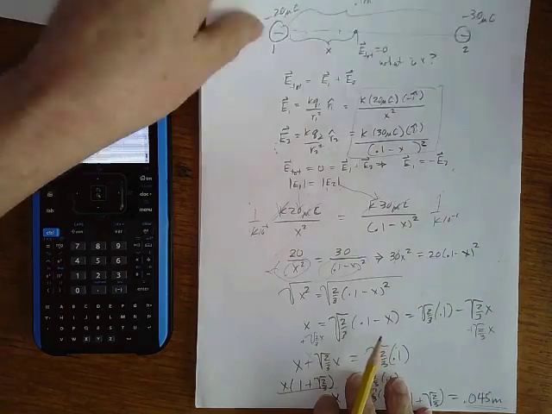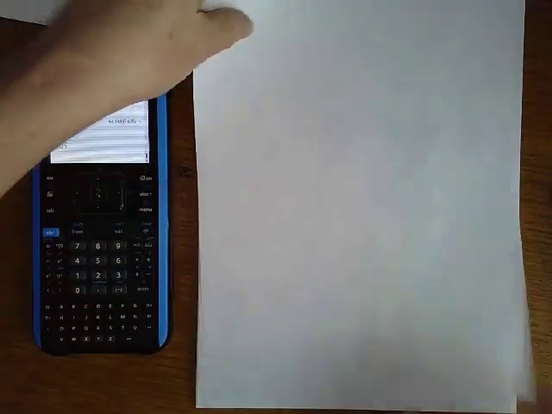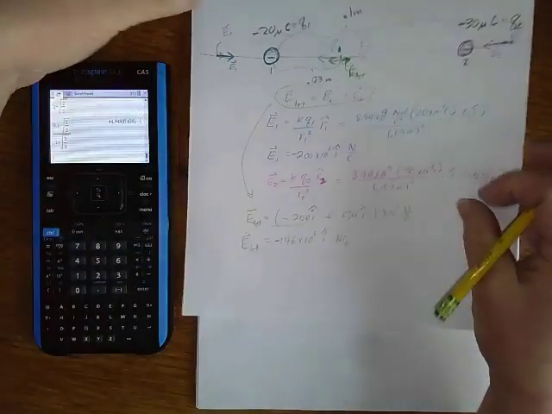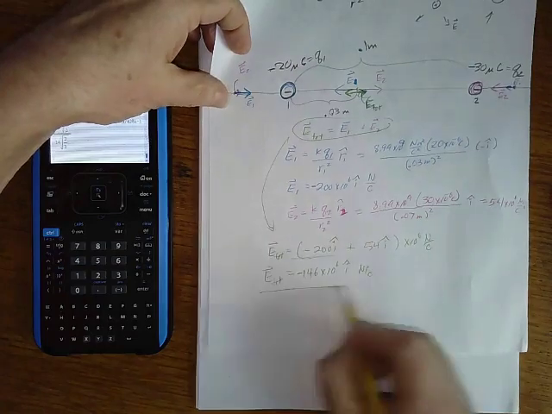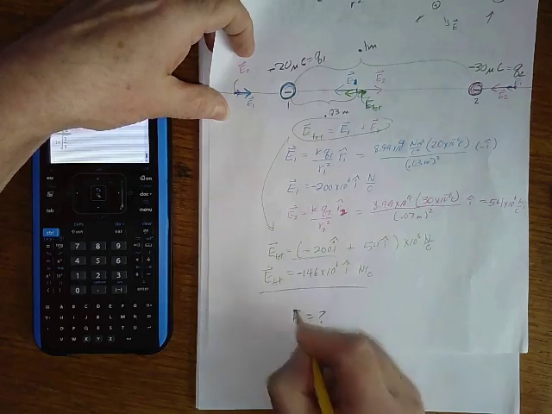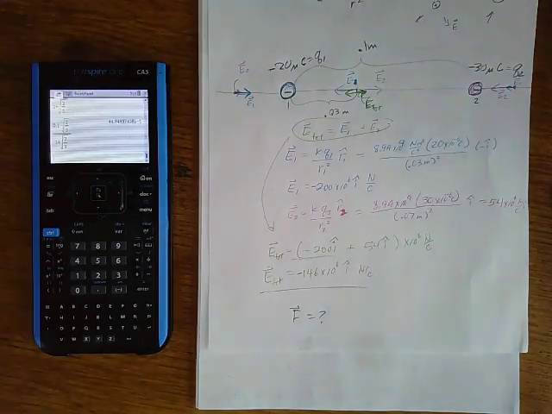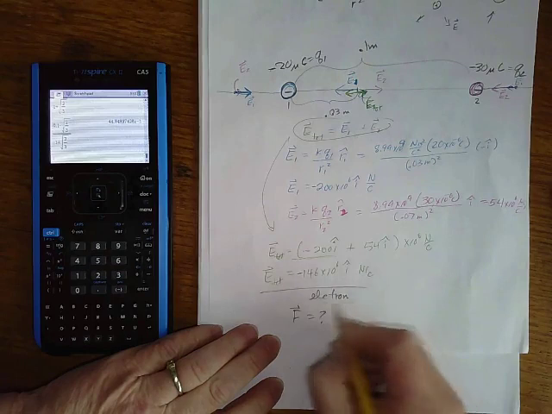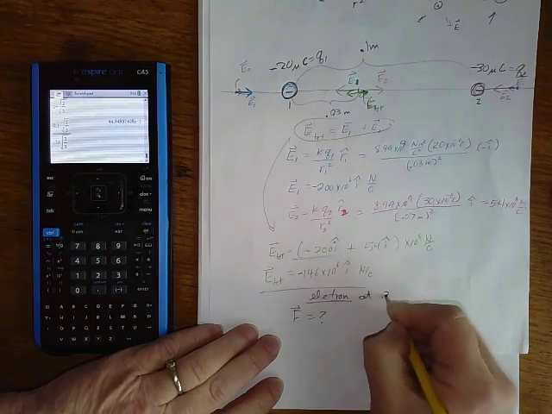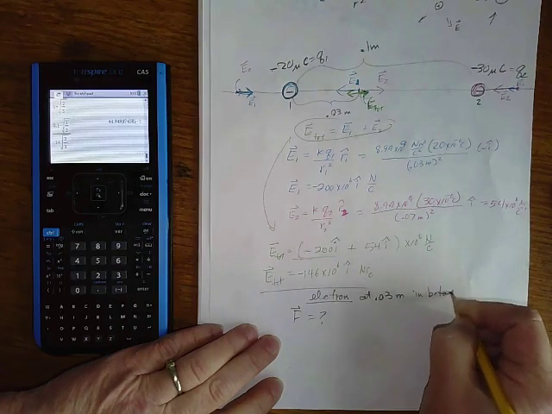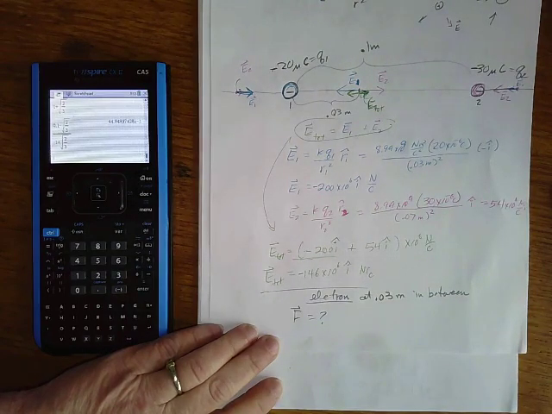While we're here, let me take a step back. And so if we go back to this part of the problem where we calculated the field at 0.03 meters right there, what would be the force here? Well, we need to know the charge to know the force here. So let's say we're going to put an electron there. We put an electron at 0.03 meters in between. What is the force the electron is going to feel?